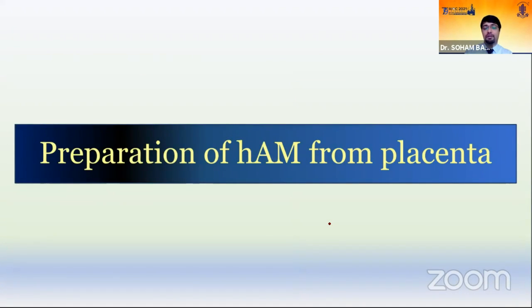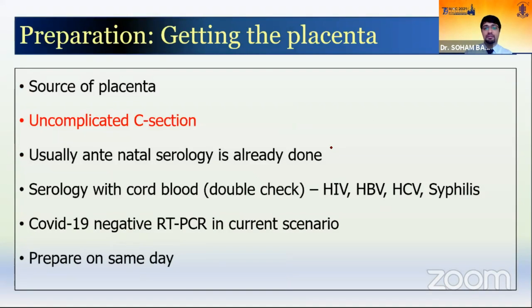Coming to the preparation of amniotic membrane from placenta. First and foremost, getting the placenta. We get it from an uncomplicated elective C-section. Serology is done, which is again repeated prior to the surgeries. So we already have 2 negatives for HIV, HBV, HCV, and syphilis. And in our lab, we do a double check with the cord blood for the same. In the current scenario, a negative RT-PCR for COVID-19 is also mandatory. And ideally, it is to be prepared on the same day.